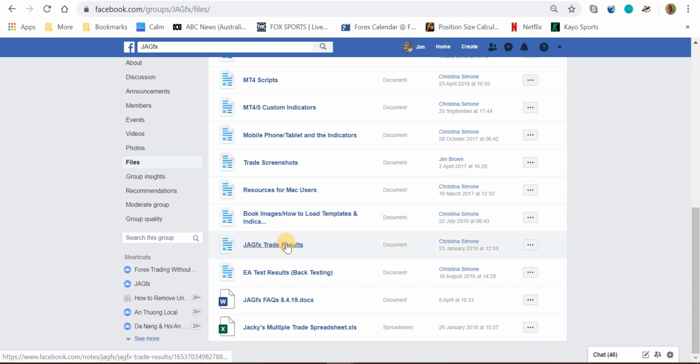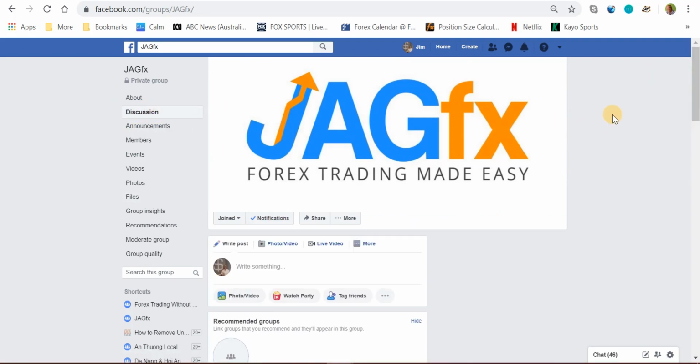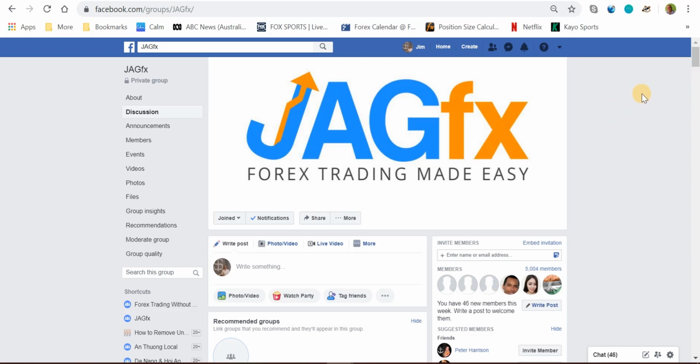My trade results, which we'll show you in a minute. FAQs and that multiple trade spreadsheet. So there's a fair bit of info in there. If you just look in there, FAQs has a fair bit. So that's the Facebook group. Again, we've cracked 5,000 and everyone's more than welcome to join, and thanks to those that have.